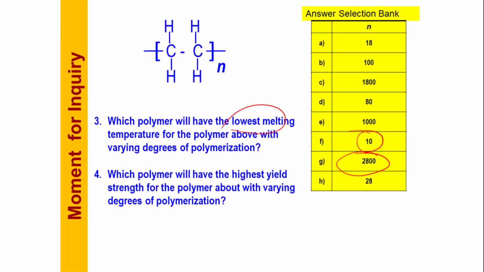Consider these questions. Which polymer will have the lowest melting temperature with varying degrees of polymerization? And which polymer will have the highest yield strength? Reflect on these inquiries. Based on your understanding, select the correct answers from the options provided. This will help reinforce your knowledge of polymer properties.